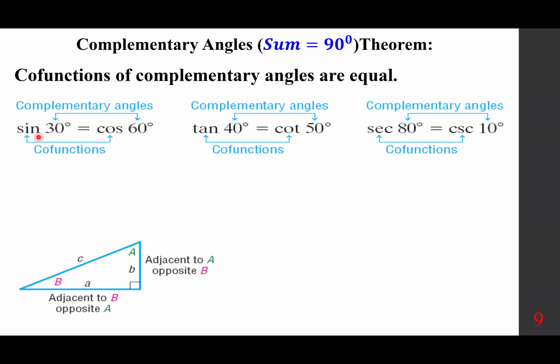Complementary angles. For sine would be cosine, as long as these two numbers add up to 90. So this must be 90 minus 30. This must be 90 minus 60. Tan and cotangent, secant and cosecant.